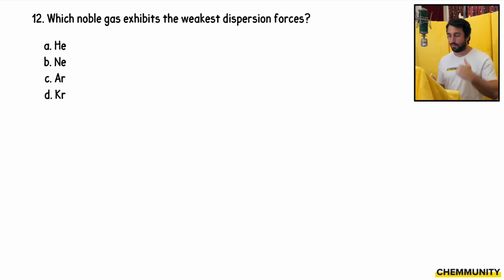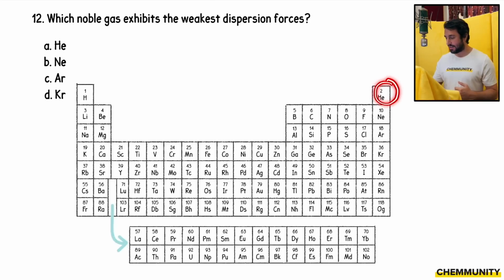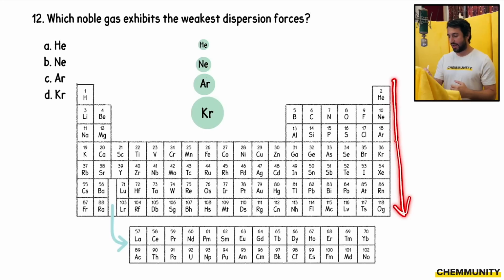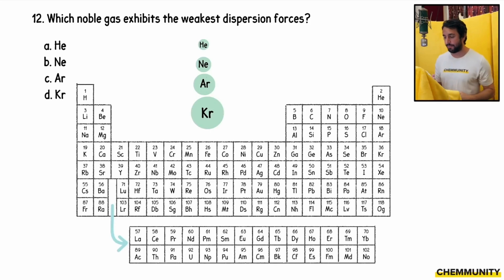As you go down the periodic table, here is helium, neon, argon, krypton, and as we go down the table, we're increasing in size. Because every time we go down one period, we're adding an additional shell of electrons. So we have period 1, period 2 has that second shell of electrons, 3 has the third shell, 4 has a fourth shell. So what we're saying is helium is very tiny, neon is bigger, argon is bigger still, and then krypton is much, much bigger still.